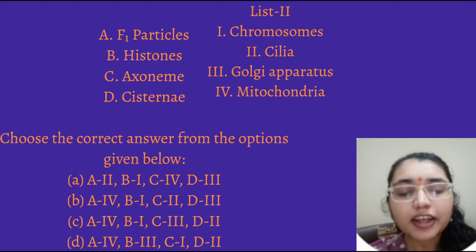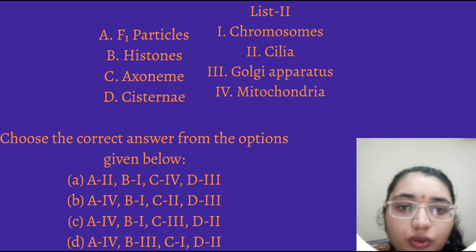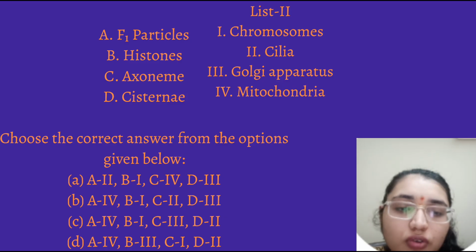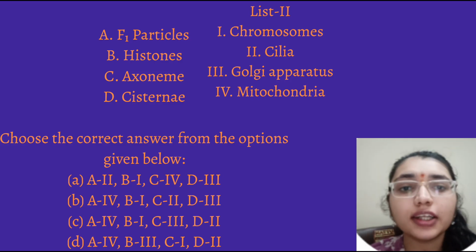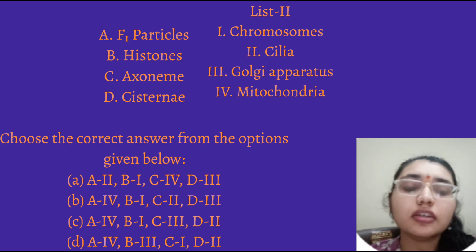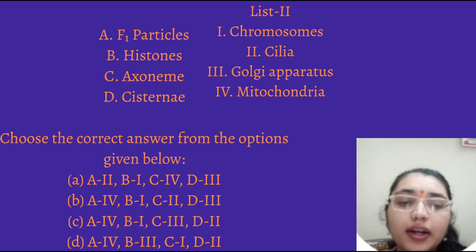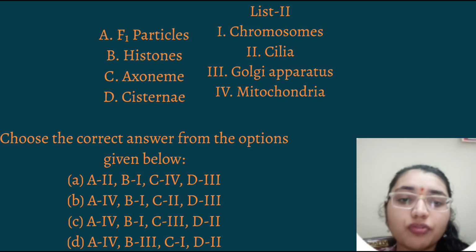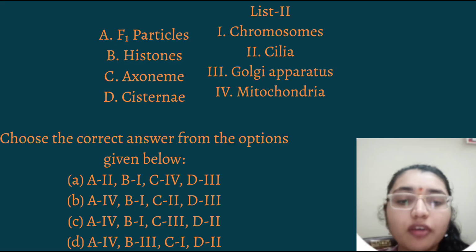Here in the match the pair, the F1 particle is matching with the mitochondria, fourth option. So these particles, also known as oxysomes, are part of the ATP synthesis complex that are located in the inner mitochondria, and they are responsible for ATP synthesis. Whereas the histone is pairing with the chromosome, where histones are basic proteins that provide structural support to the chromosome by allowing the DNA to wrap around them, forming the nucleosome.